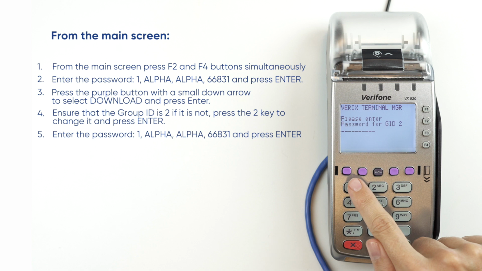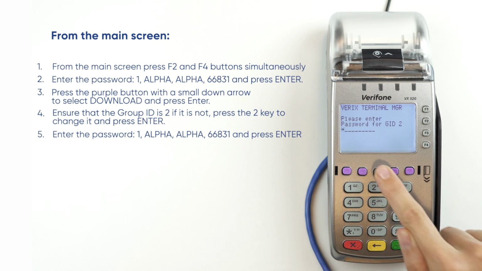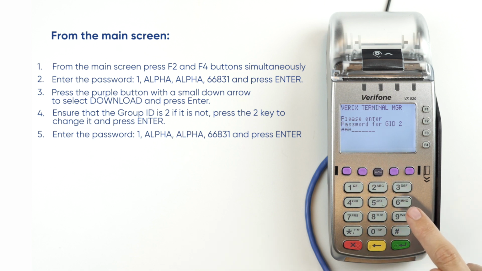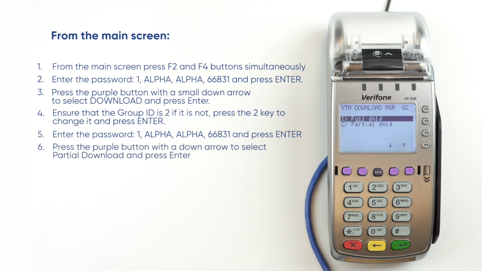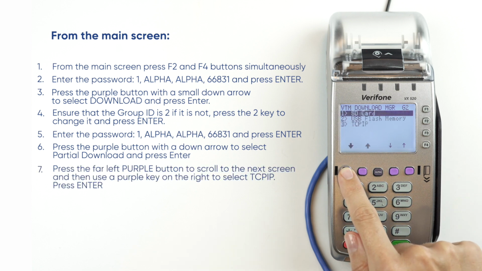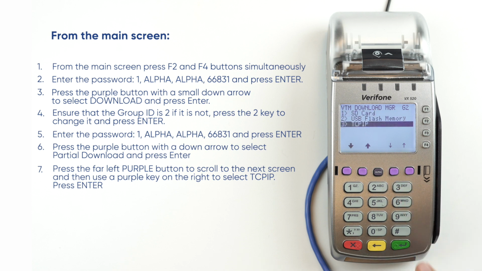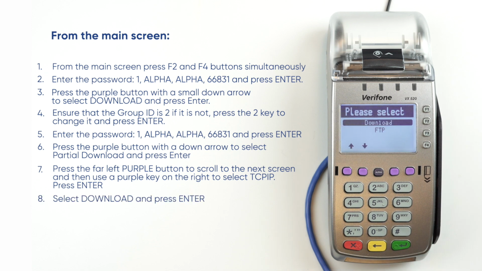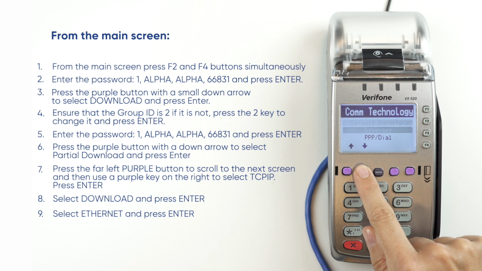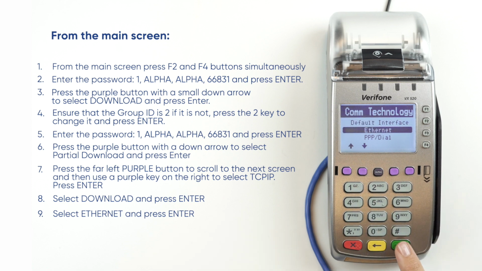Enter the password 1alpha66831 and press Enter. Press the purple button with a down arrow to select Partial Download and press Enter. Press the far left purple button to scroll to the next screen, and then use a purple key on the right to select TCP/IP. Press Enter. Select Download and press Enter. Select Ethernet and press Enter. Select Download.